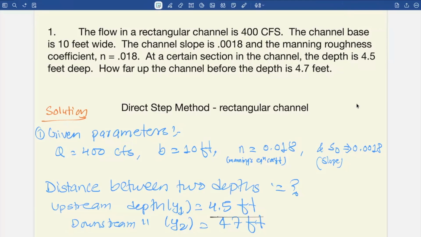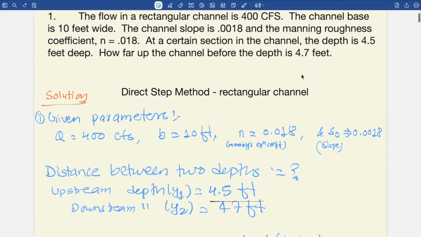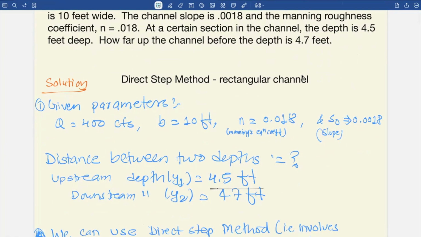Our first problem is we have a rectangular channel of 400 cfs, 10 feet wide, and a slope of 0.0018 and Manning's n of 0.018. At one section, the depth is 4.5 feet, whereas at another section downstream, the depth is 4.7 feet. The question asks us to determine the distance between those two depths.